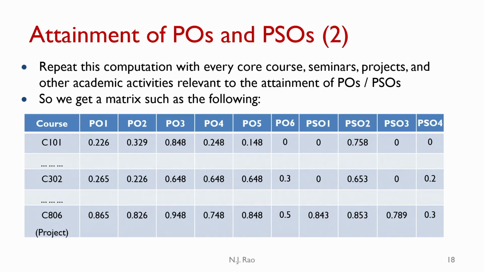Okay. So for example, we combine together and put all the courses into this. For example, you will have something like about 20-25 courses in a 3-year program, and for each course you have one row like this of attainment.